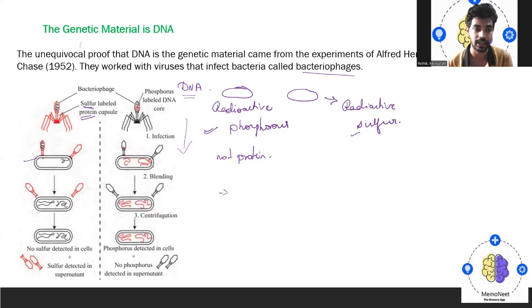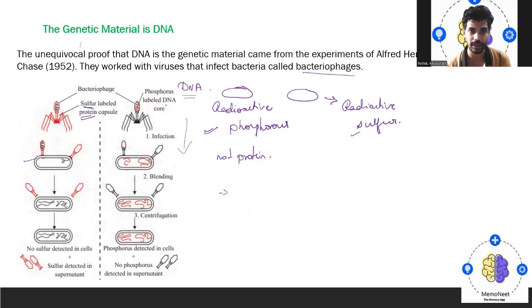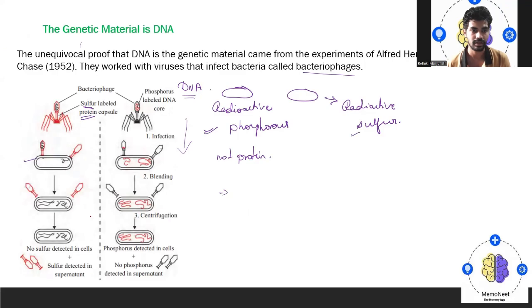In summarizing it, what I can say is there is a virus which has two genetic materials. One could be the DNA, could be a genetic material, and the other, the protein, could be the genetic material. So they let it infect the bacteria.